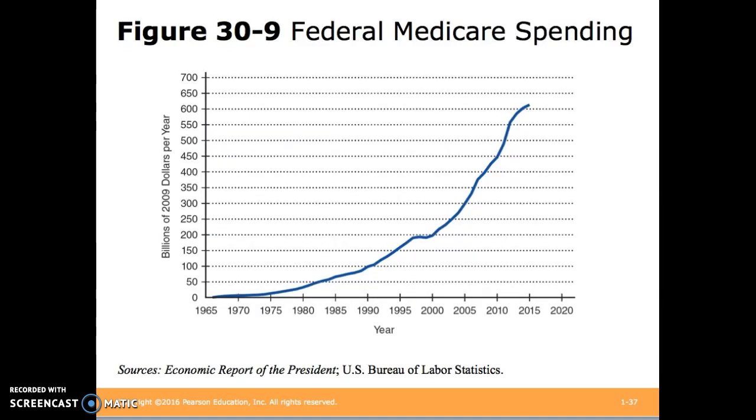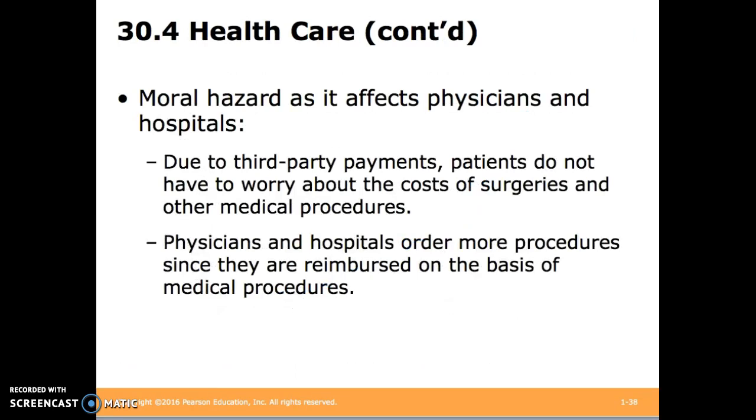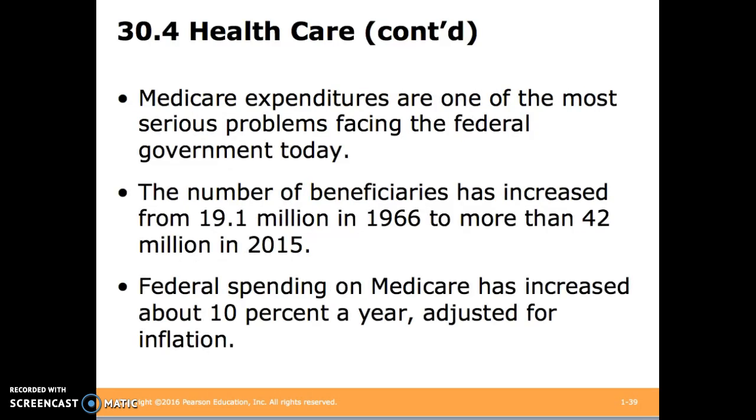In this chart, we can see the large increase in federal Medicare spending since 1965. Due to the third-party payments, patients don't have to worry about the cost of surgeries and other medical procedures. Physicians and hospitals order more procedures since they are reimbursed on the basis of medical procedures. The expenses of Medicare are one of the more important federal government problems faced today. The number of beneficiaries has increased from 19.1 million in 1966 to more than 42 million in 2015. Federal spending on Medicare has increased about 10% a year, adjusted for inflation.